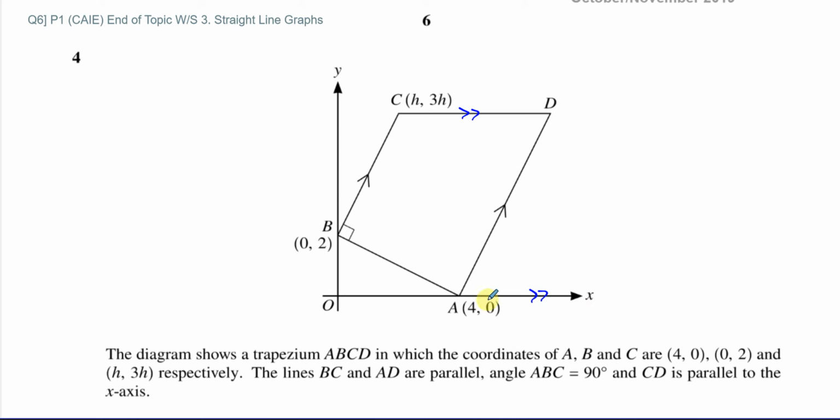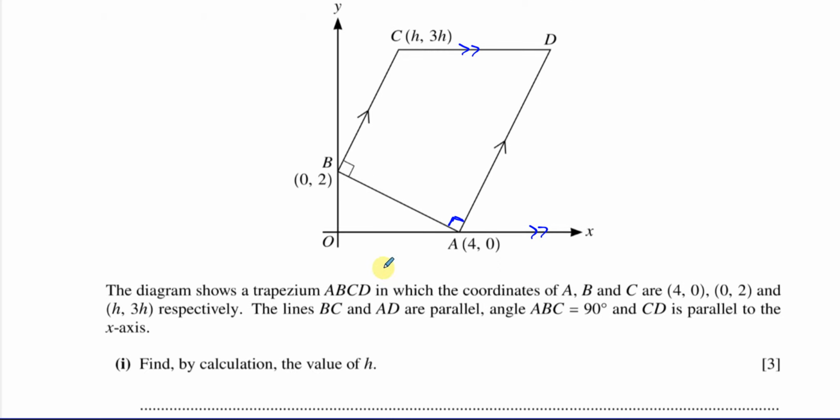Now, one of the things I can note straight away before I continue is that if these lines are parallel, then these two angles are interior angles. So this must also be 90 degrees, so they add up to 180. That might come in useful later on. Maybe, maybe not. We'll see.